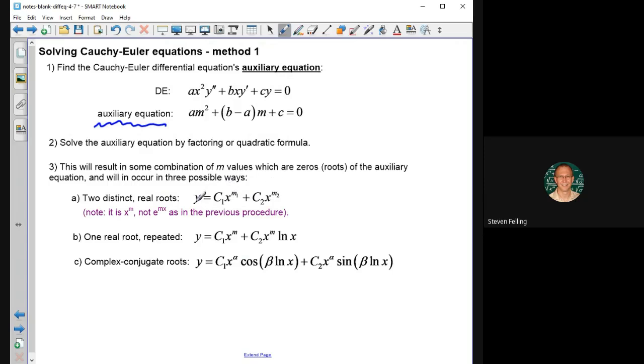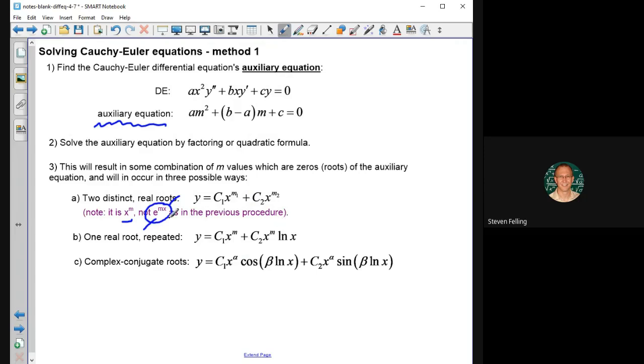And note, this is important. In this version for Cauchy-Euler equations, it's not e to the mx, it's just x to the m, right? So not e to the mx, like we did in the earlier auxiliary equation form. So it's x to the m. Okay, and then if we have one real root that's repeated, then in the other case, we did e to the mx plus we tacked on an x times e to the mx. But here, since we're already using powers of x, it's going to be c1 x to the m plus c2 x to the m, and what we're going to multiply by is the natural log of x, okay?